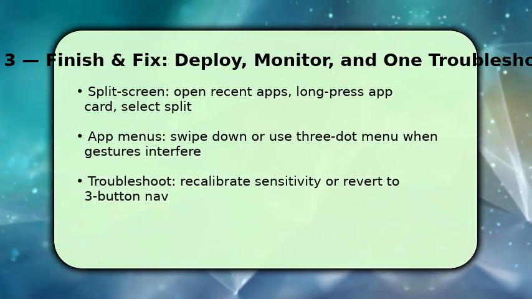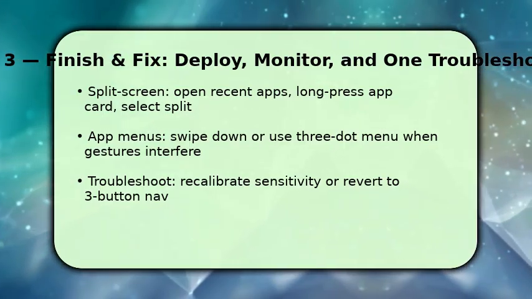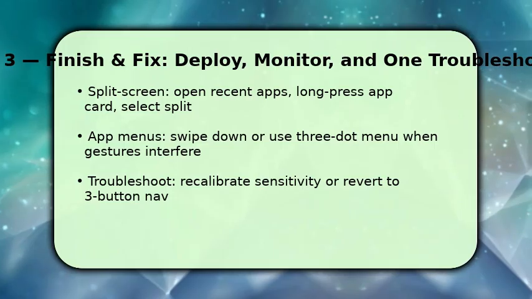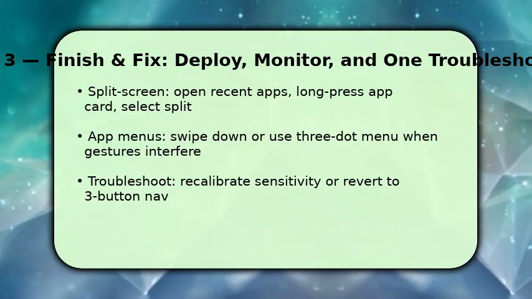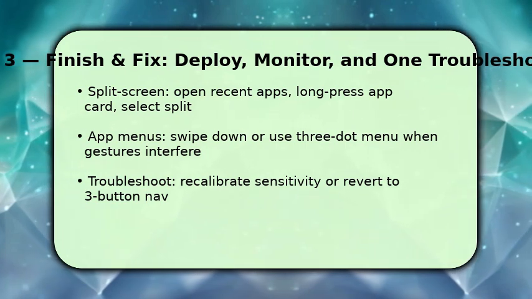If gestures feel unreliable, make sure sensitivity is correctly set, then reboot. If problems persist, temporarily revert to three-button navigation to diagnose. This fixes parity issues and gives you time to retrain muscle memory.